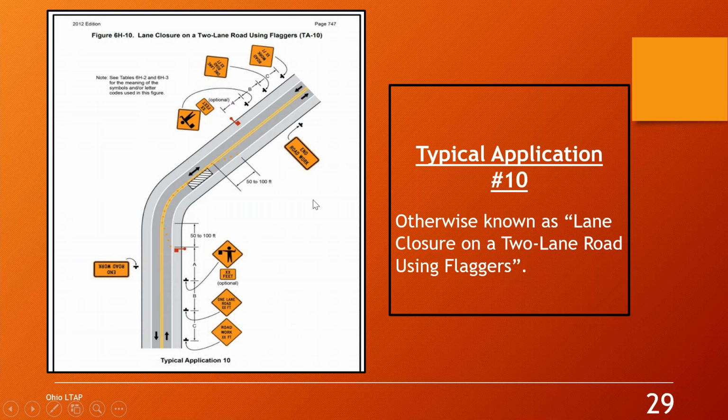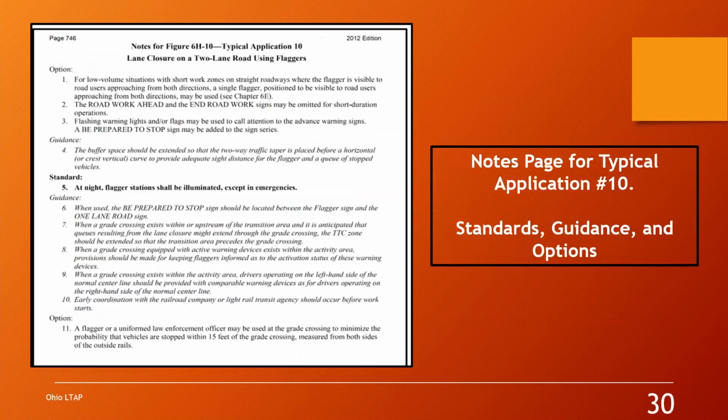Then there's page 2 of this typical application. It's the notes page, and this is where it lists the standards, guidance, and options. There's only one standard listed for a flagging operation. It says at night, flagger stations shall be illuminated except in emergencies. So if you're doing some road work at night, then the flagger station must be illuminated. And we're not talking about headlights from a truck. We're talking about a special light that shines down on the flagger.